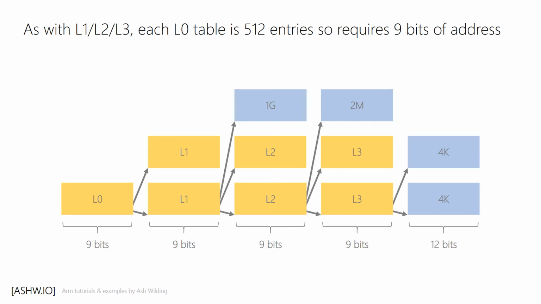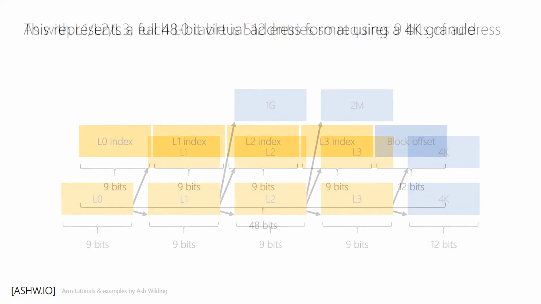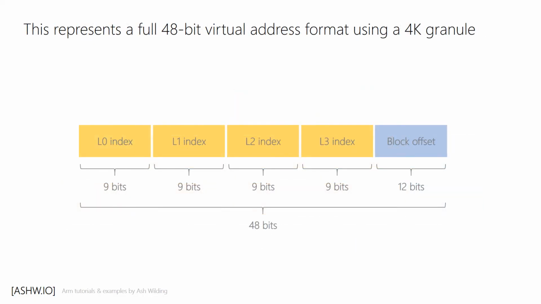As with all of the other levels, each L0 table is 512 entries, so it requires 9 bits of our virtual address. That means that our full 48-bit virtual address format looks like this when we're using a 4K granule. We've got a 9-bit L0 field, a 9-bit L1 field, a 9-bit L2 field, a 9-bit L3 field, and finally a 12-bit offset field that denotes the offset within each physical block.